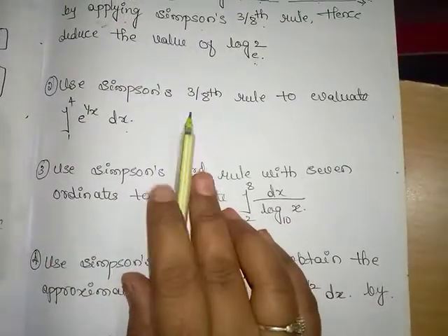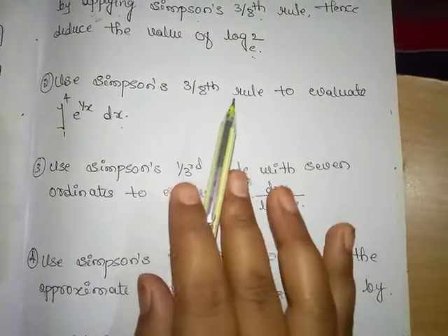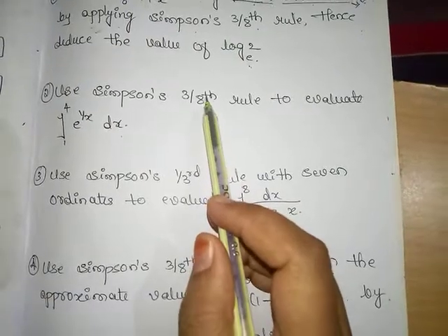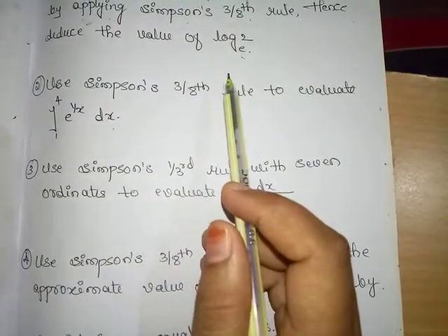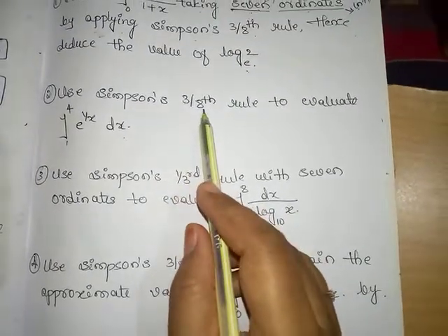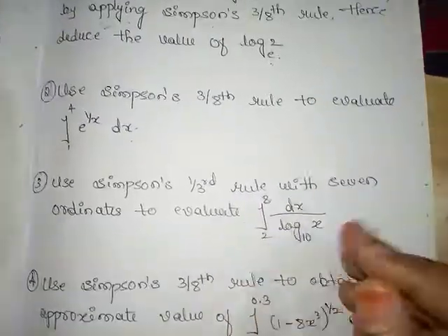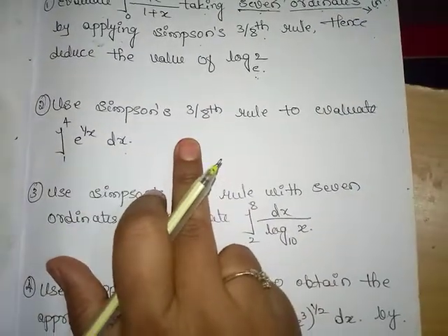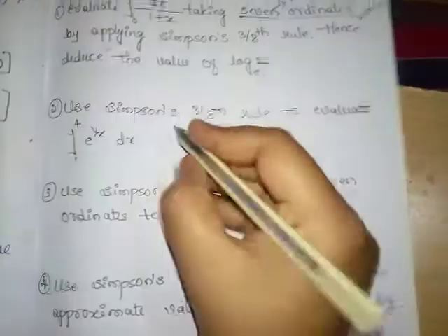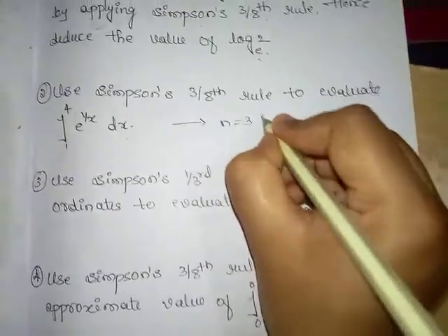See here, for this example they are not given any n value. If they are not given any n value, remember the note points. We use the 1/3 rule only when the n value is a multiple of 2, and we use the 3/8 rule only when n is a multiple of 3, right? According to that, here n value must be either 3 or a multiple of 3. For this example, you can take n equal to 3 itself.